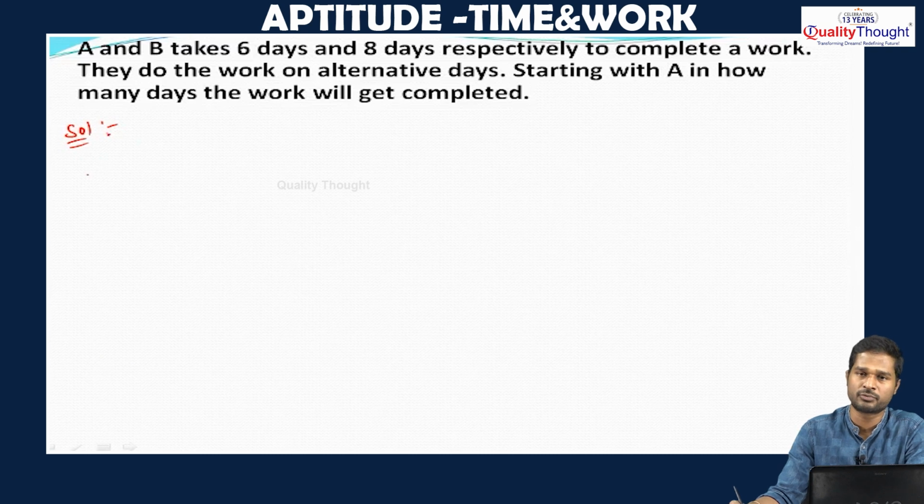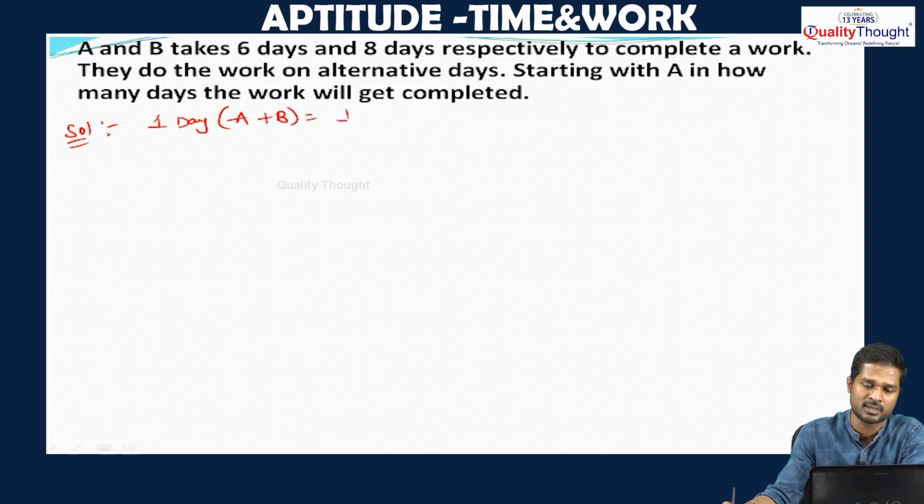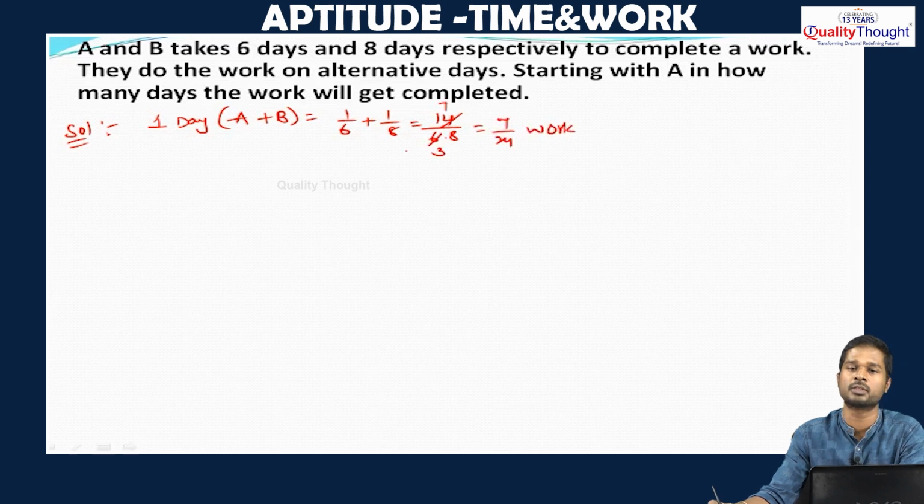First find out the 2 days work, that means together 1 day work, that means 2 days work. A's separate work, B's separate work, that means first day A, second day B. So A and B: 1 by 6 plus 1 by 8, which is 14 by 6 into 8, 2 7s are, 2 3s are. So this 7 by 24 is the work that is done in the first 2 days.